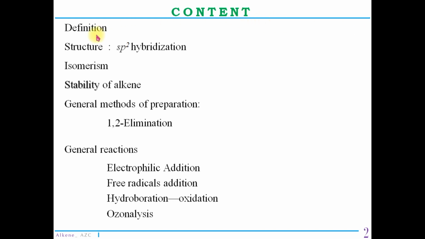Content includes the definition of alkene, structure where we will see sp2 hybridization in carbon, isomerism, stability of alkene, and general methods of preparation of alkene where we will see 1,2 elimination in detail. In general reactions, we will see detailed reactions of electrophilic addition, free radical addition, hydroboration oxidation and ozonolysis.